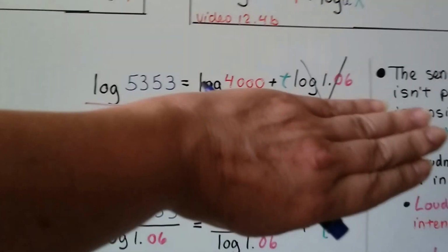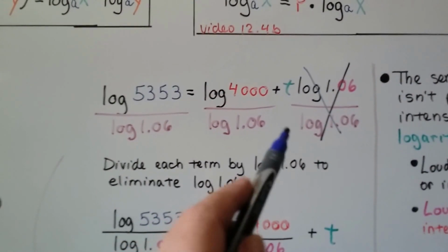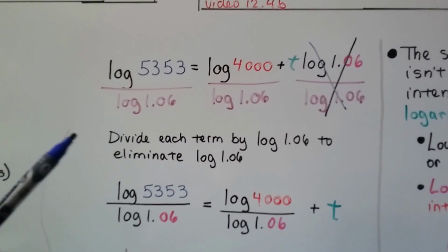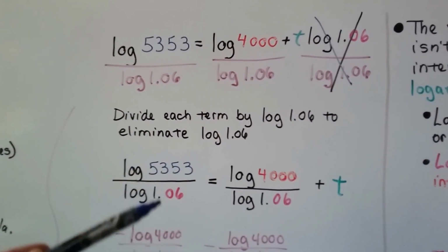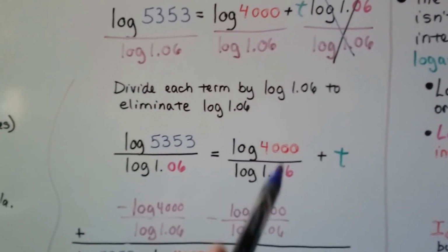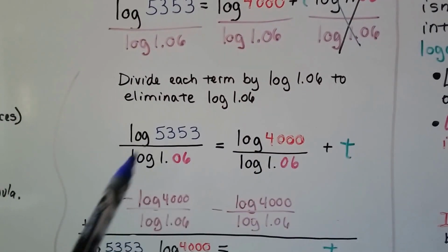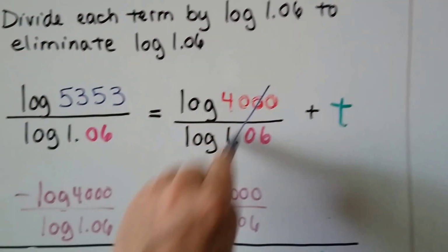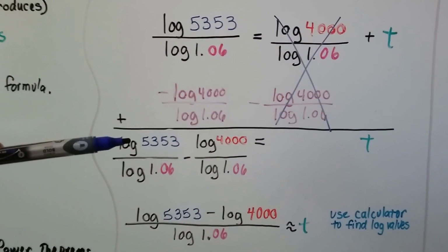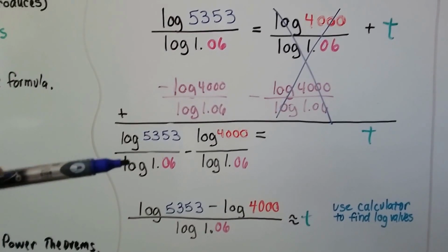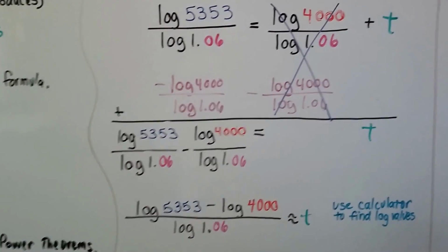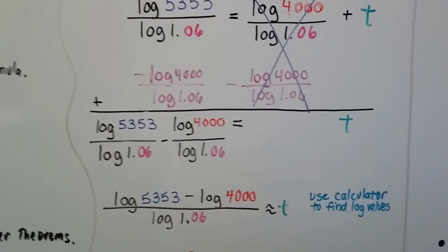So we end up with this, and we can divide each term by this log 1.06 to eliminate it. Now we have this. We want to solve it for t, so we can take this entire term and use additive inverses and subtract it from both sides of the equation. That makes it disappear from this side. It's eliminated. And then on this side, we get the quotient of log 5353 and log 1.06 minus, see, because of that minus sign, the quotient of log 4,000 and log 1.06 is going to equal t. So now we have our t isolated.